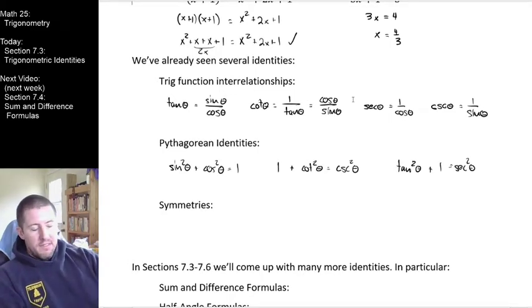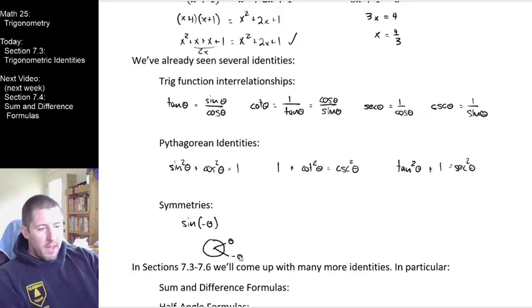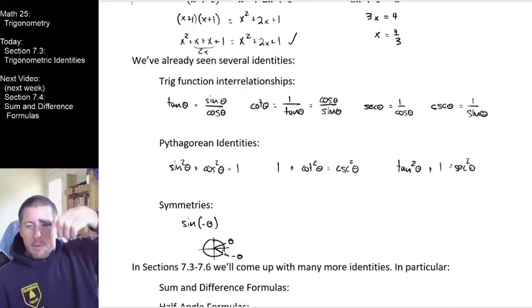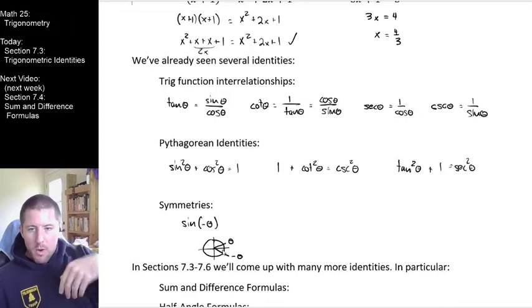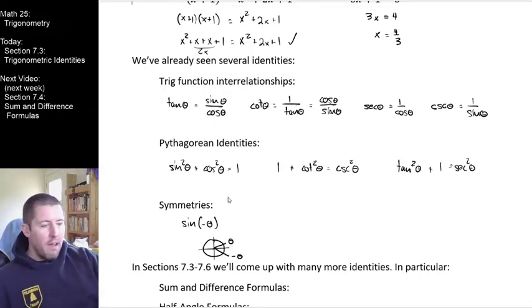These deal with our positives and negatives inside of our trig functions. Sine of negative theta, just picturing my tiny little unit circle down here. There's my positive theta, and there's my negative theta. What we can see on the unit circle is that these two quantities have the same vertical amounts up and down, but since one is up and one is down, we're going to get the negative of the sine value of positive theta, right?